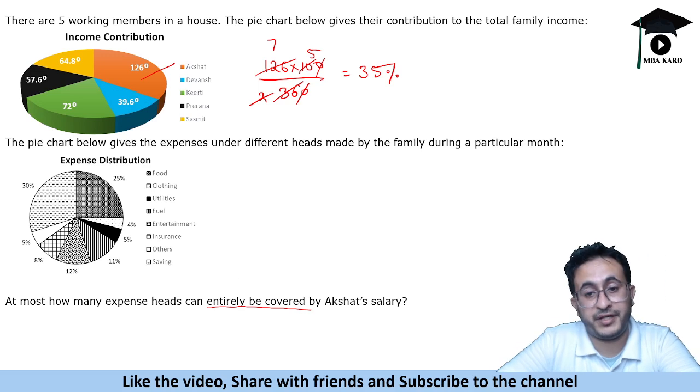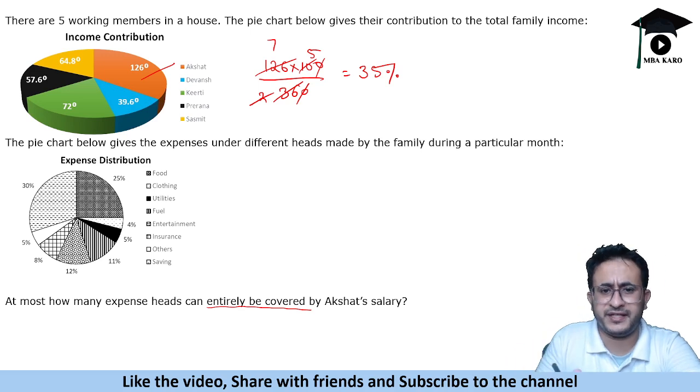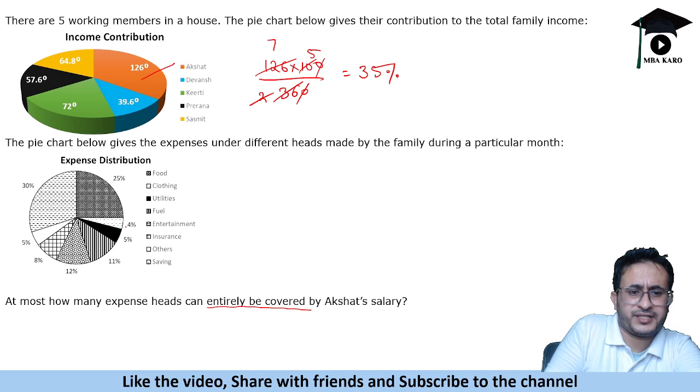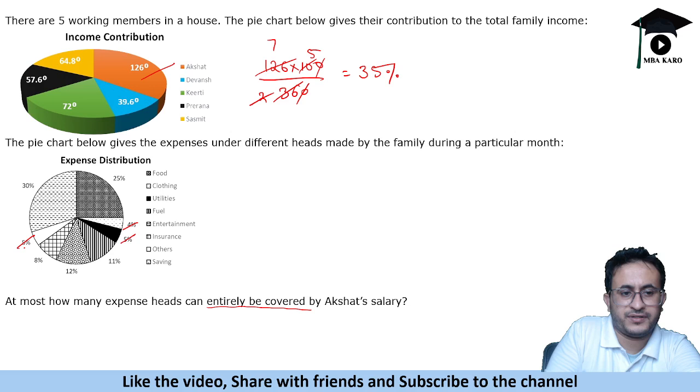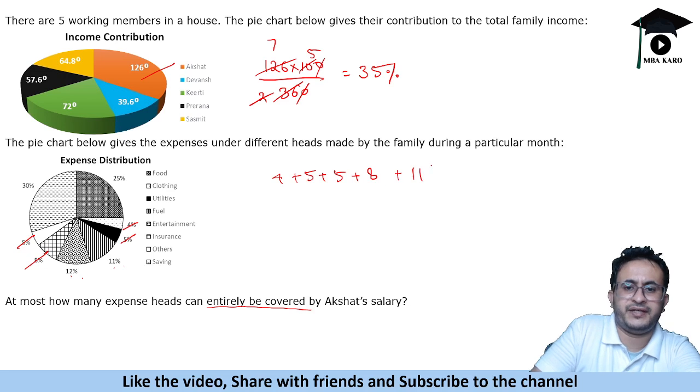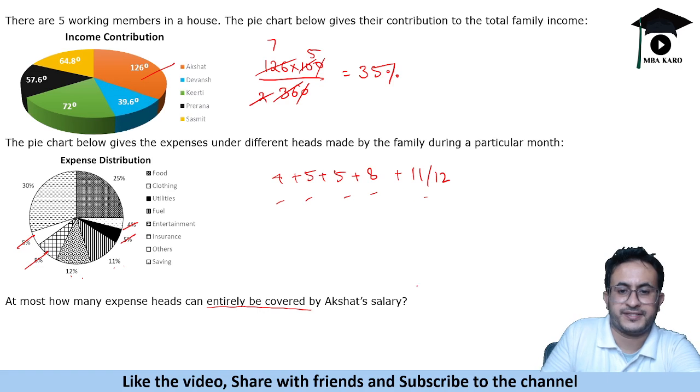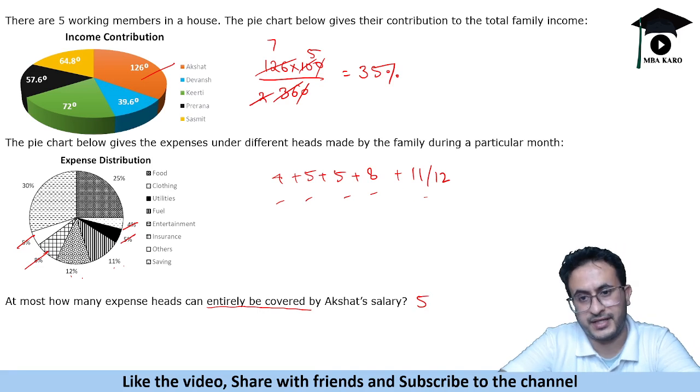Okay. So we need to cover maximum expense heads. So we will give the least ones. So first give 4%, right? Then 5, 9%. 9 plus 5, 14%. 14 plus 8, 22. Now if we take 22, either we could make 12 or 11. So so far we have got 22%. So we can give 11 or 12 max, right? So we can cover 1, 2, 3, 4, 5 categories. We cannot cover the 6th category. So maximum is 5.